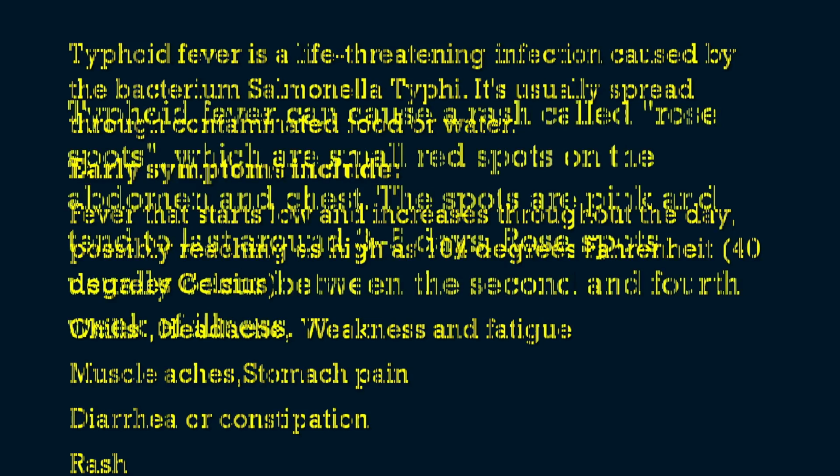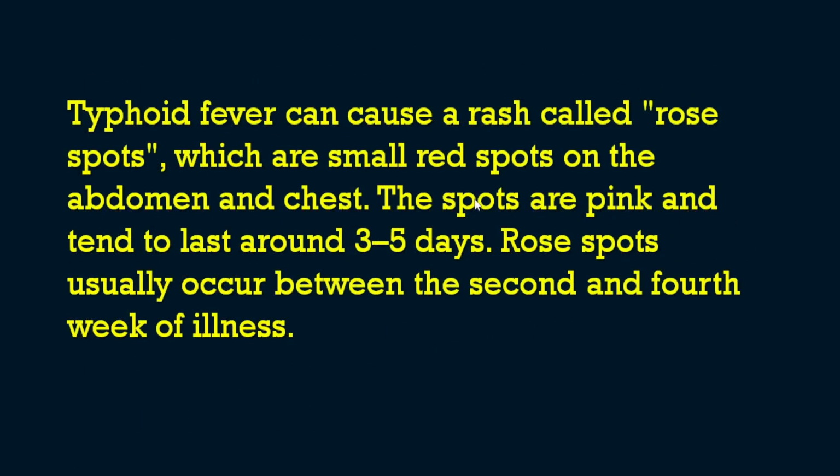So we know that typhoid fever can cause a typical rash called rose spots, which are small red spots seen on the abdomen and the chest. The spots are pink and tend to last around 3 to 5 days. Okay, they are pink and can last for 3 to 5 days. And rose spots usually occur between the 2nd and 4th week of the illness. Okay, so these are the rash characteristics of typhoid fever.